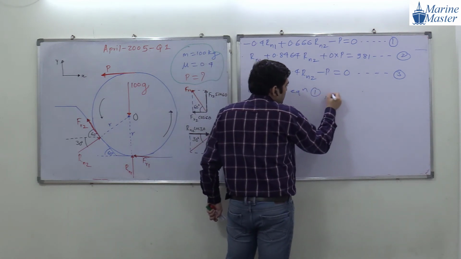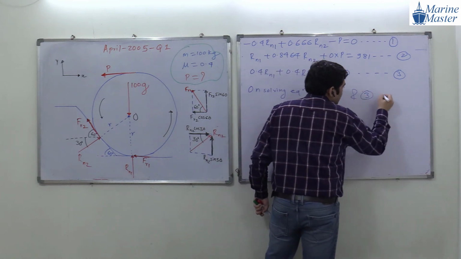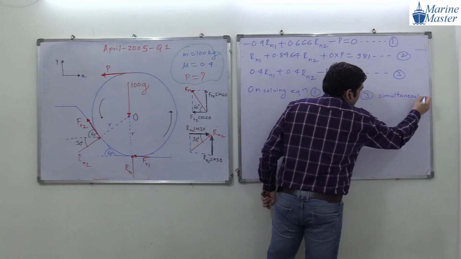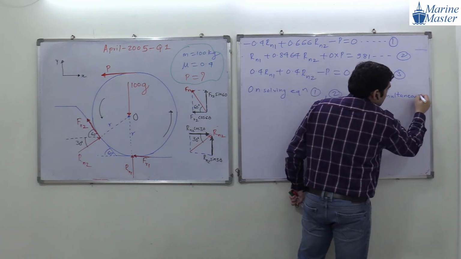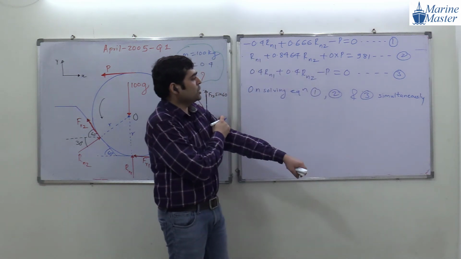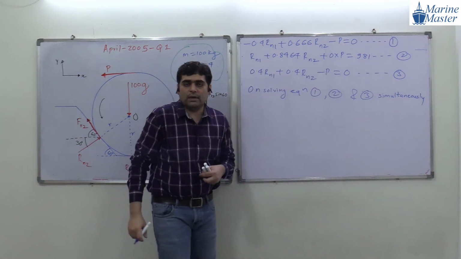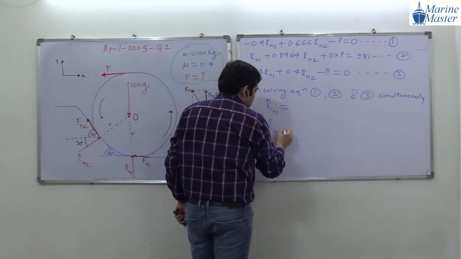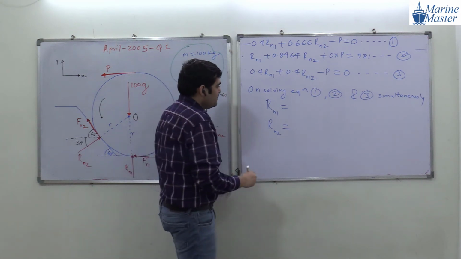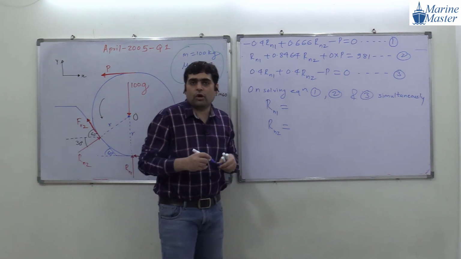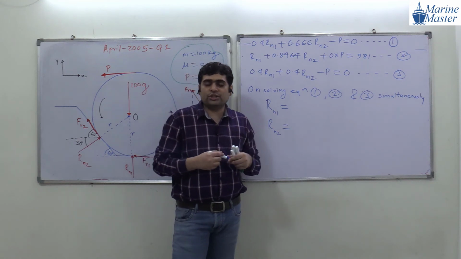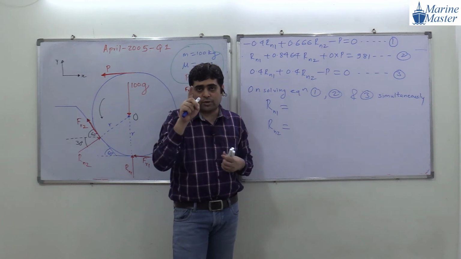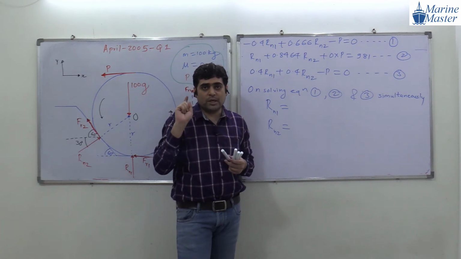equations 1, 2 and 3 simultaneously. So what will we get? We will get the value of Rn1, then the value of Rn2. You have to select the equation mode in your calculator. In equation, you have to select simultaneous equations, and then the number of unknowns is 3. Try to see the scenario.